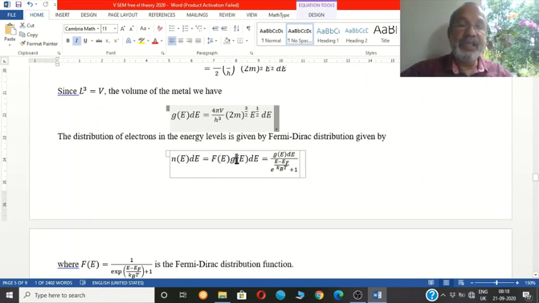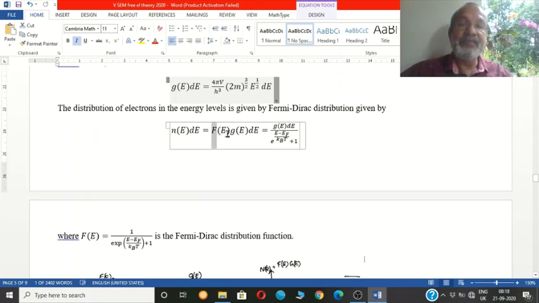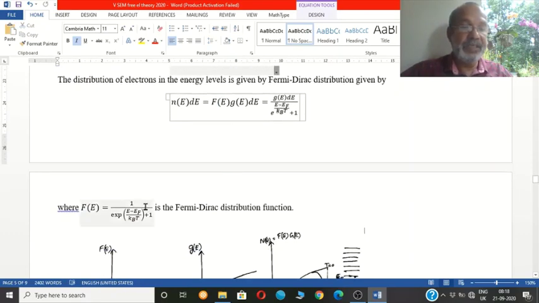When G(E)dE is multiplied by the function F(E), you get the actual number of electrons distributed in the energy range dE. This F(E) function is 1 by e to the power of (E minus EF) by kT, plus 1. That is substituted here. So G(E)dE into that function gives the number of electrons whose energy lies between E and E plus dE.